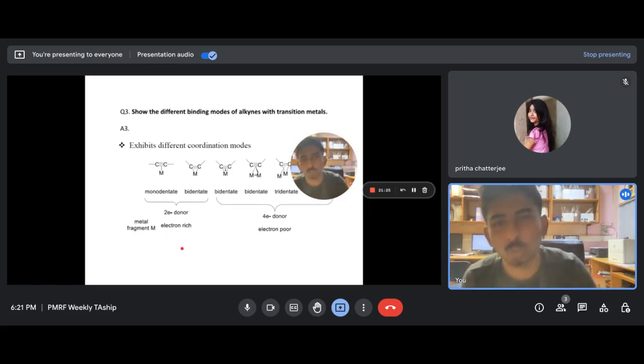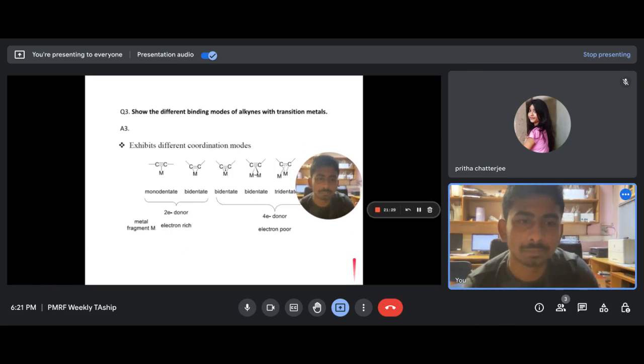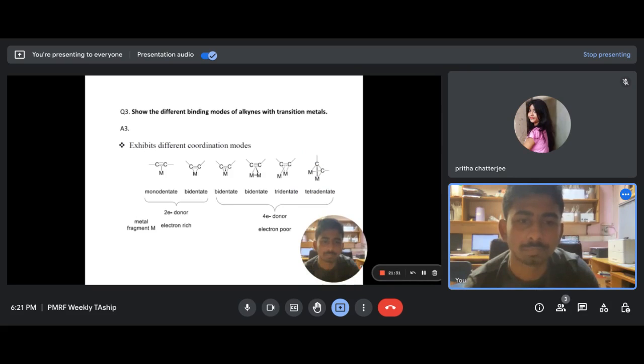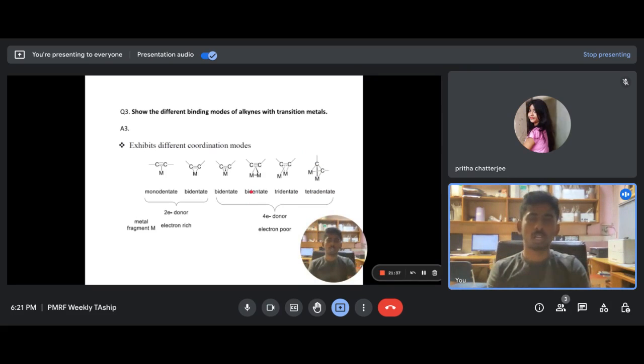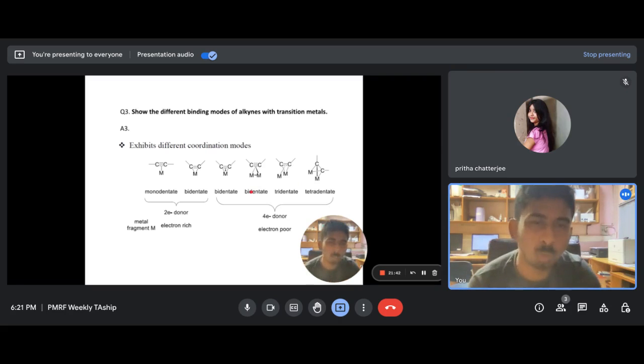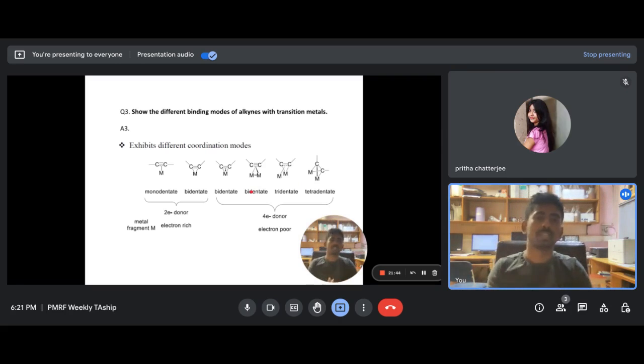So let's come to the next question. This is showing some different binding modes of alkynes with transition metals. So the question is regarding the same, showing different binding modes of alkynes with transition metals.